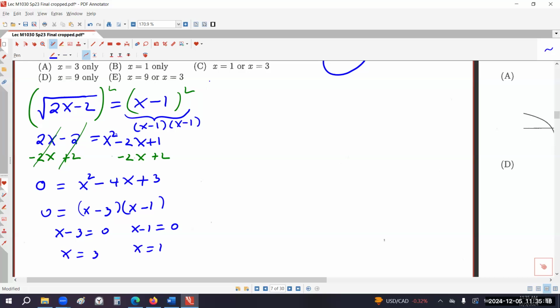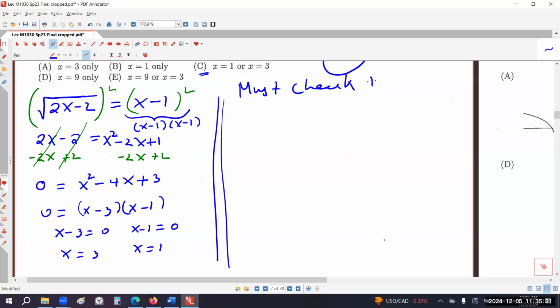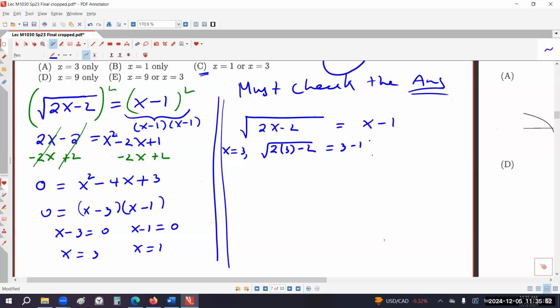Just because you see both of them in C, it doesn't mean it's the answer. You must check the answer because sometimes one of the answers doesn't work. And you do it in the original one. The square root of 2x minus 2 is supposed to give you x minus 1. So when x is 3, we get the square root of 2 times 3 minus 2, supposed to give us 3 minus 1. So 6 minus 2 is the square root of 4, which is 2. And on the other side, we have 3 minus 1, which is 2. We have the same number, so we accept x equals 3.